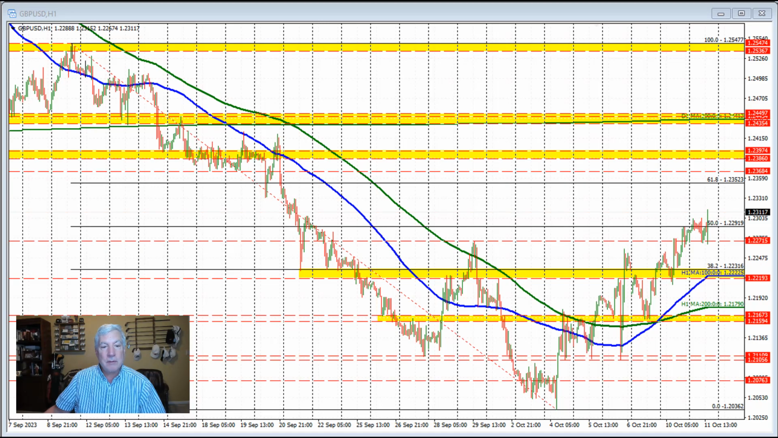Like the euro versus US dollar, lots of ups and downs in trading here today. We did hold the 50% retracement yesterday. That's of this move down from this high right here to the low right here. That 50% came in at 1.22919, and as you can see, we traded above and below it in the Asian session, and now we're moving back above it. So watch that level as close support intraday.